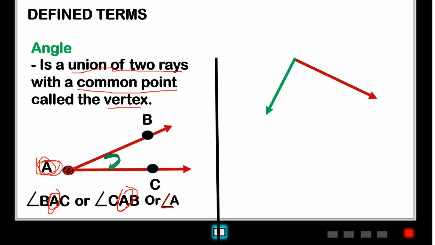If I have two rays joined together with a common point, then I have here, the common point is, paglagay natin, Y.